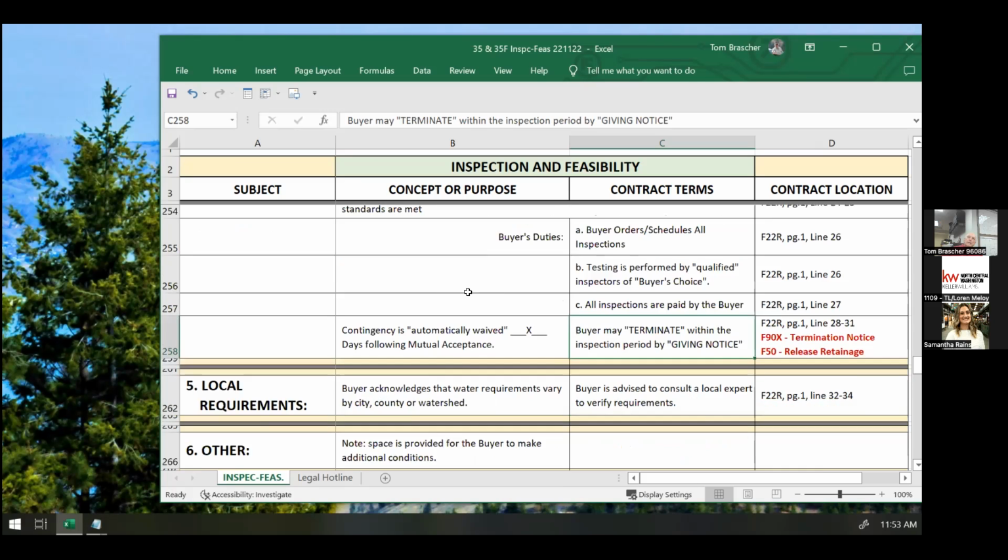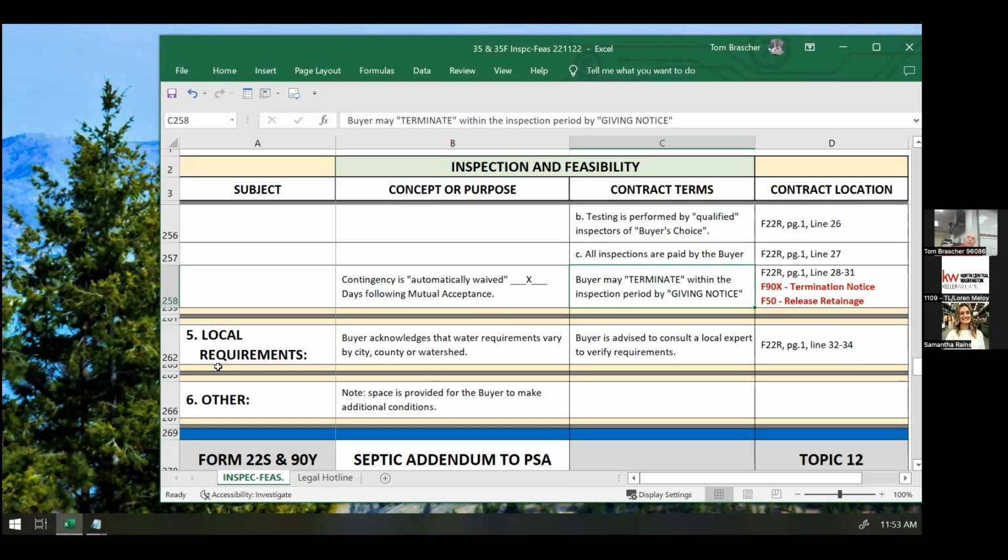There's a warning in the form for local requirements. There are some things in different counties or municipalities that change the rules just for their local area. So it advises the buyer to be aware of that. That's why you want to have an inspector that's local, not somebody from the other side of the mountain, somebody that knows this county and knows this community. So to make sure you find those things. And then there's a space for other, in case there's something else that the buyer would like to make sure they have a chance to investigate.